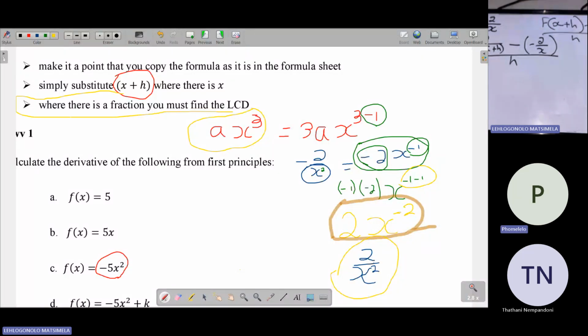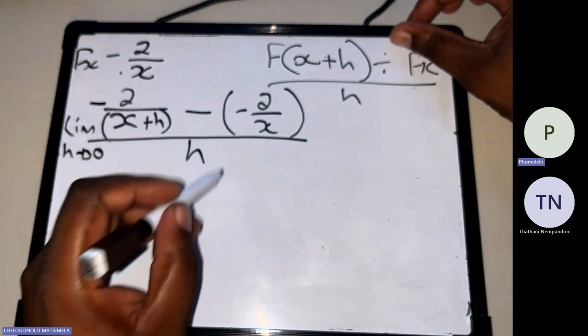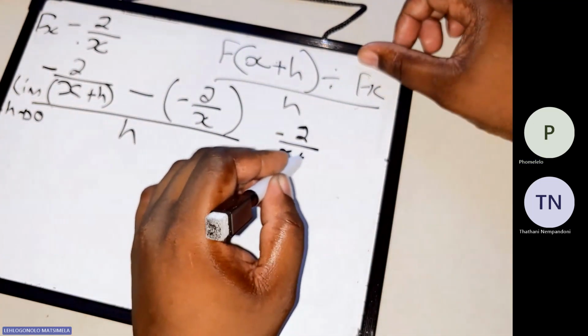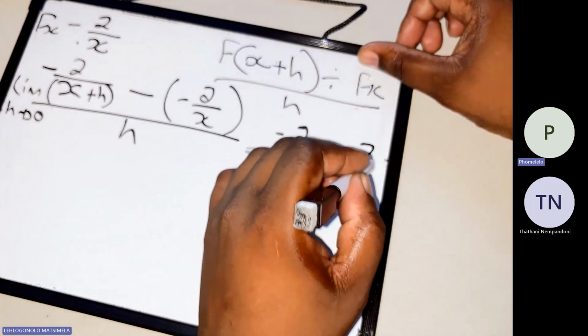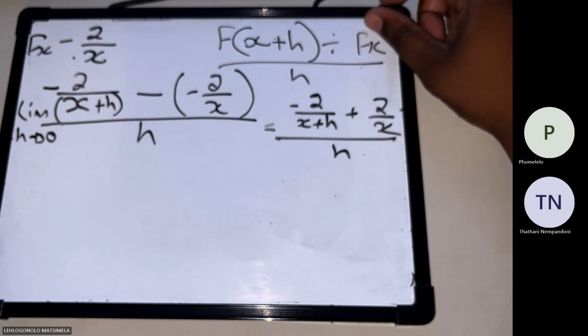first of all, you must find the lowest common denominator. So we'll have to find the lowest common denominator of those things that are there, which is minus 2 over x plus h, minus, in brackets, minus 2 over x. Simply, let's remove the brackets first. Then we'll have minus 2 over x plus h, then plus 2 over x. All in all divided by h.